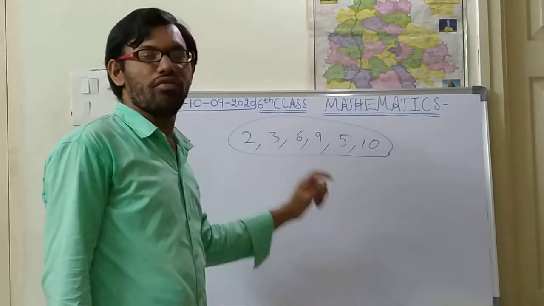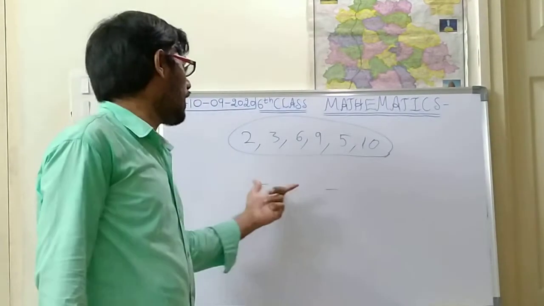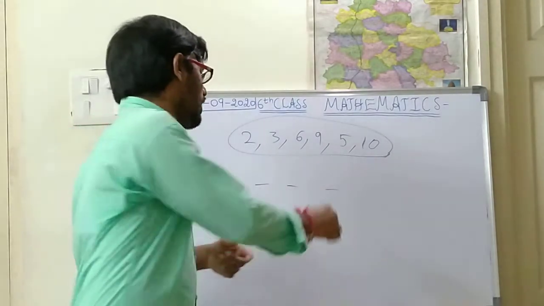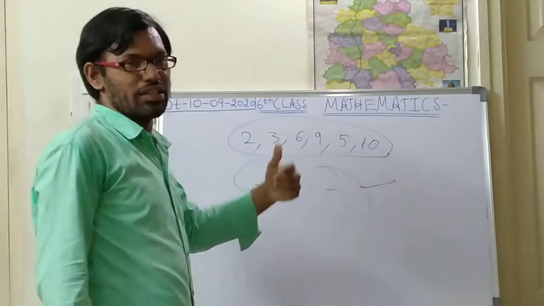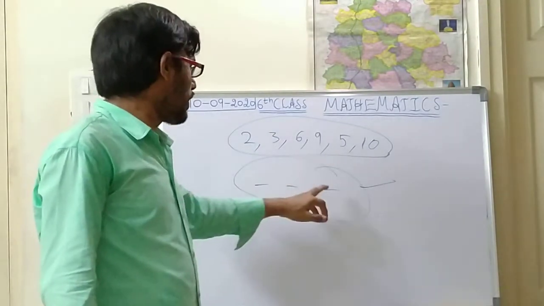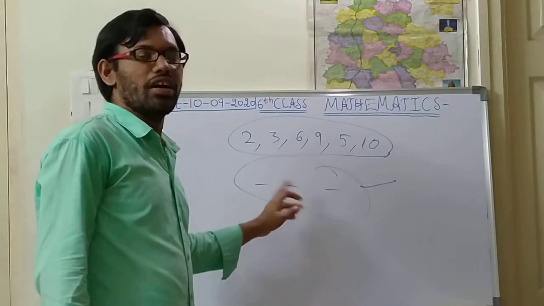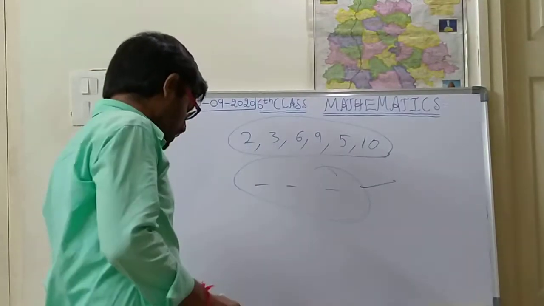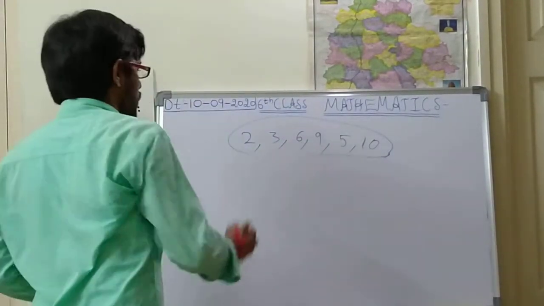If any number is given, how do we identify in which type of divisibility this number satisfies? We saw in yesterday's class that we do it by seeing the ones place digit, or by adding the digits of a number. So up to these numbers, this is what we have checked.